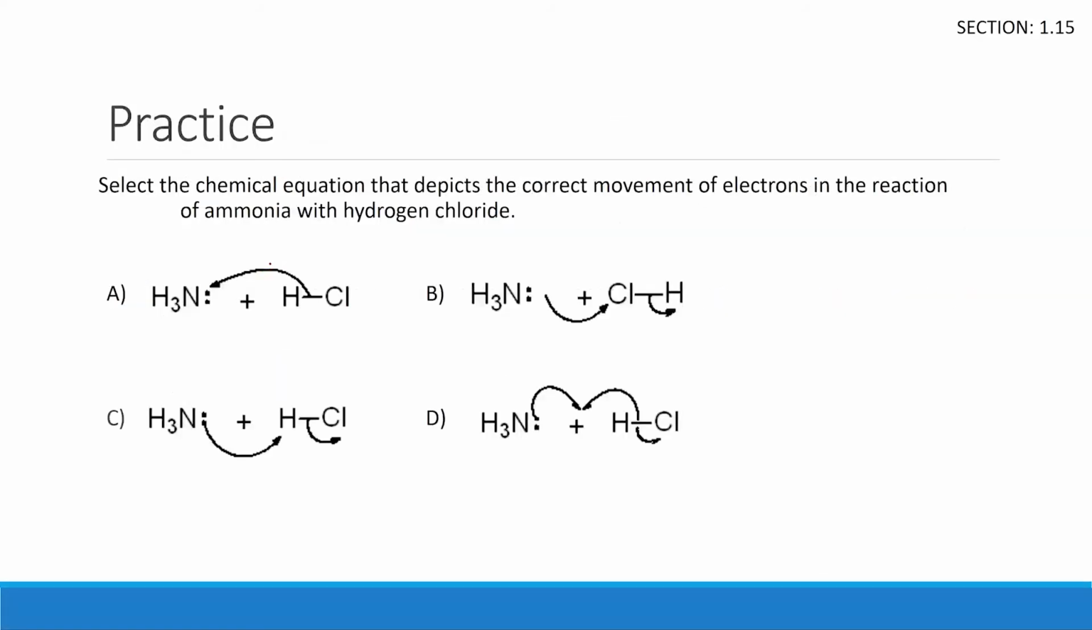Okay, so with this in mind, let's do some more practice and look at Lewis acid bases. Here we show some chemical equations, and we want to select the chemical equation that depicts the correct movement of electrons when we react ammonia with hydrogen chloride. So first, I want you to think about, in a Lewis acid base case, which of these is more likely to be the acid and which is more likely to be the base.